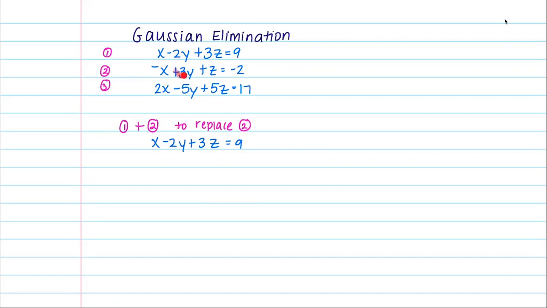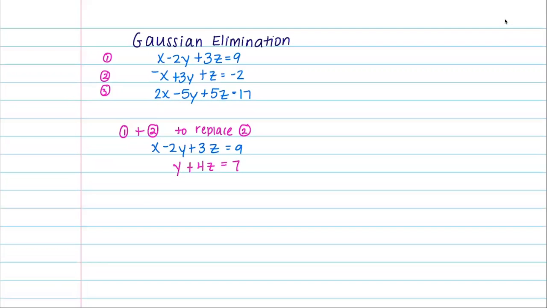So that's going to be 0. And then I'm going to add my y's together. So -2 plus 3 is going to be a positive 1y. And then I'll add my z's together. So I have 3z plus 1 more z is 4z. And then I'm going to add my 9 and -2, which will be equal to positive 7. So that's my new equation 2. And then I'll go ahead and copy down equation 3 again.